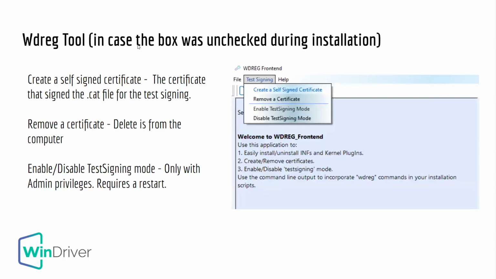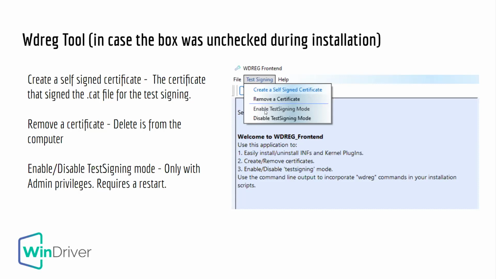The WD-Reg tool, you probably know it. If you are not familiar with this, WD-Reg is for dynamically loading and unloading kernel modules. It is in our util folder. A very useful tool with a great front end, and now it got even better. There is a new tab called test signing, and you can create a self-signed certificate. If you haven't created it in the installation part, you can do it here, and you can also remove the certificate.